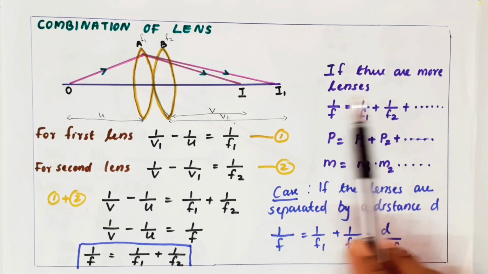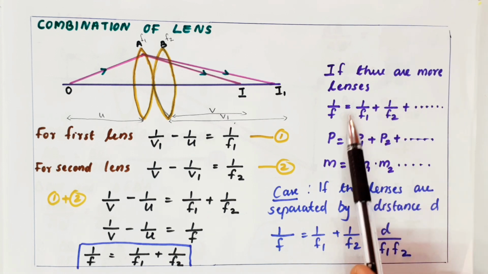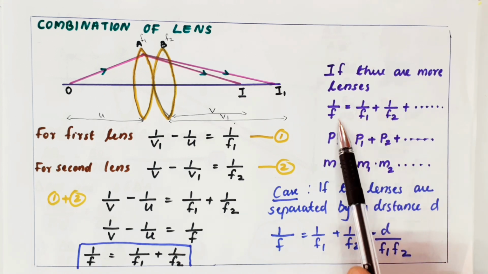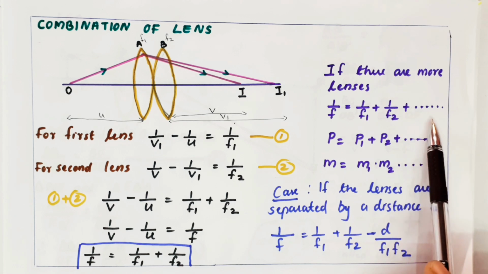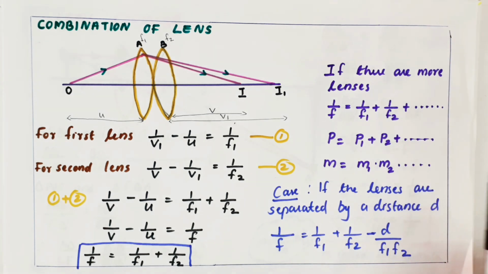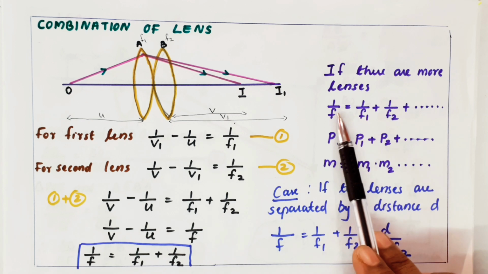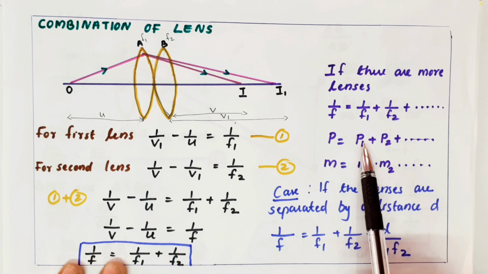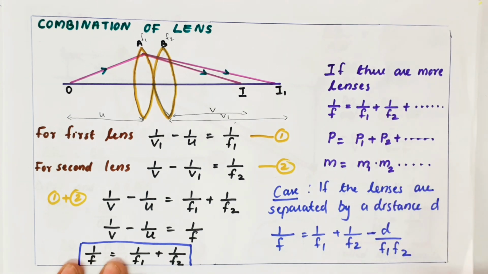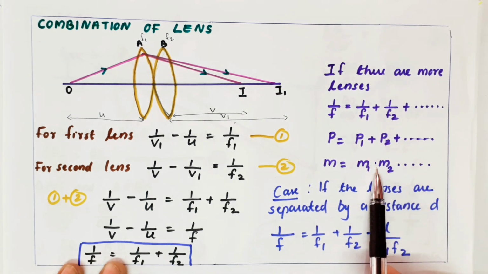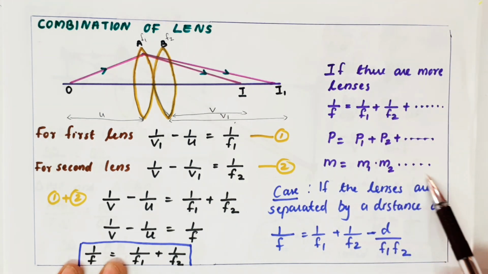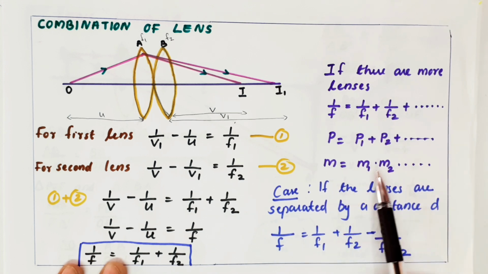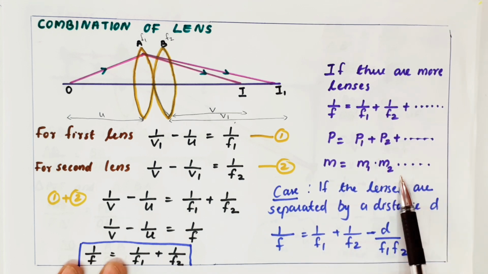Now, take the case in which there are more lenses. If there are more than 2, then 1 by f equals 1 by f1 plus 1 by f2 plus 1 by f3 plus etc. Next, 1 by f is called power, as we have just seen. So power equals P1 plus P2 plus etc. And another main thing: as the number of lenses increases, the magnification increases. So M is M1 into M2 into M3 etc.